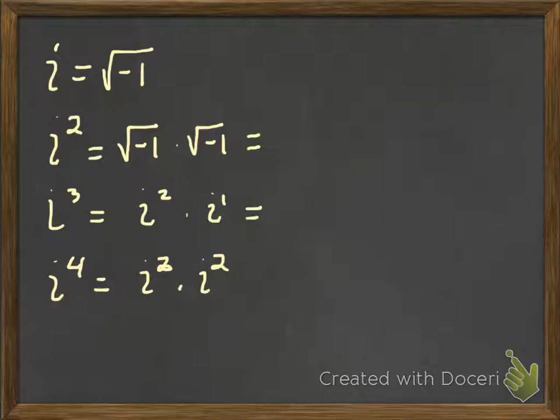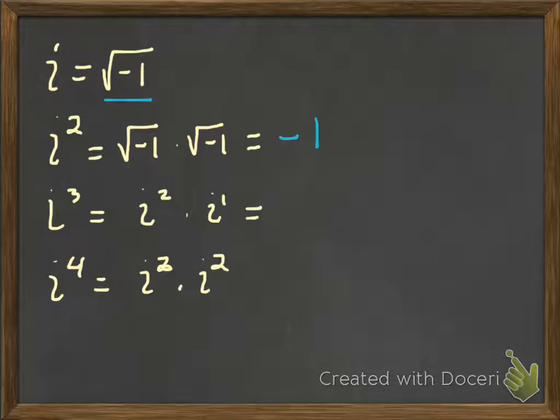Okay, so let's look at some exponents with I. We started off by saying that I was simply equal to the square root of -1. If we multiply the square root of -1 times the square root of -1, we end up with -1. That would be like saying if we multiply the square root of 2 times the square root of 2, we simply get 2. Or the square root of 5 times the square root of 5 yields 5.